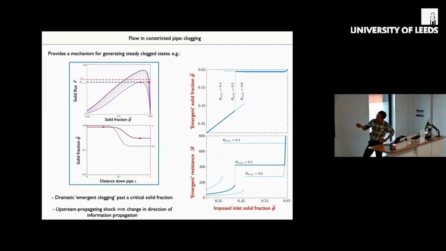These are different values of the constriction. So this one is the most constricted, it's reduced by the most amount. But whatever the constriction is, at some point you hit this constriction, and this will just jump up to somewhere very near, in this case the maximum solid fraction is 0.65. So it'll jump up to something very near there, and the associated resistance of the flow also jumps up dramatically at that point. And this is kind of my takeaway point. You get this emergent clogging, and you get upstream propagation of information at that point.